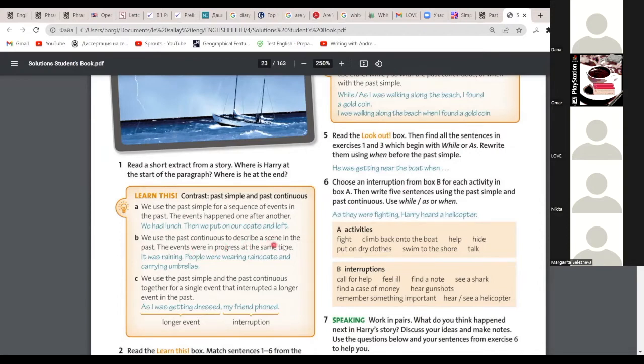Past continuous to describe a scene in the past. A scene. Like the difference is that if we compare it with a movie, for example, you use past simple to show different screenshots. Like this one, then number 3, etc., etc. And past continuous is when you are moving your camera without interruptions constantly. Like this is just the one scene without any interruptions.